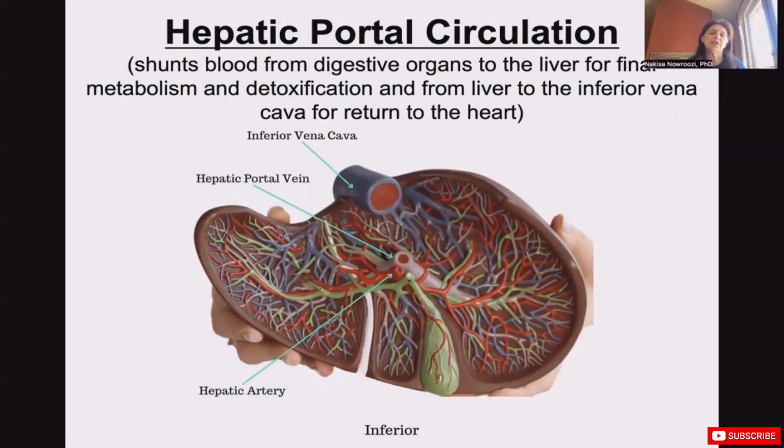Hepatic portal circulation shunts blood from the digestive organs to the liver for further metabolism and detoxifying. And from the liver, through the inferior vena cava, it goes back to the heart.